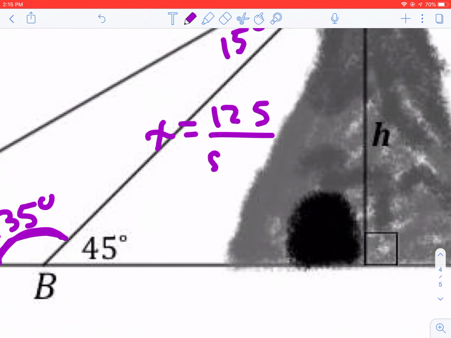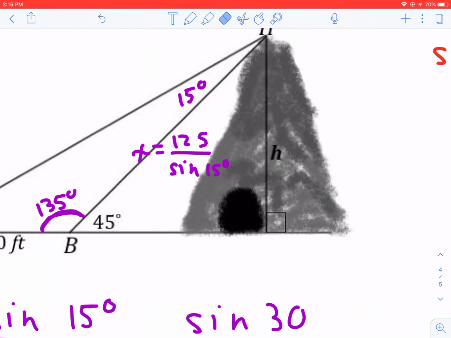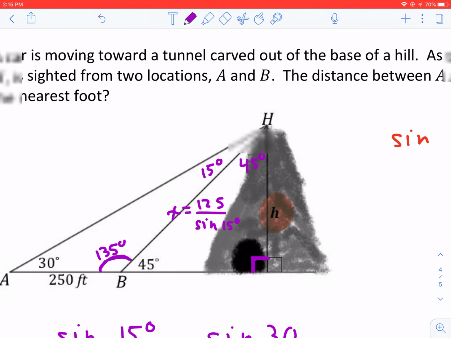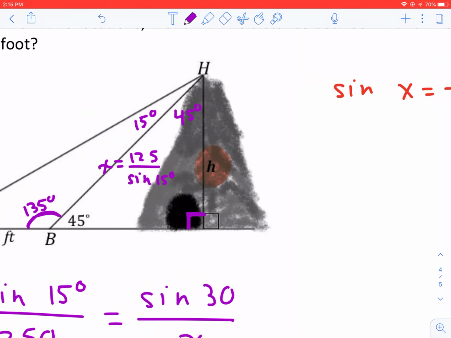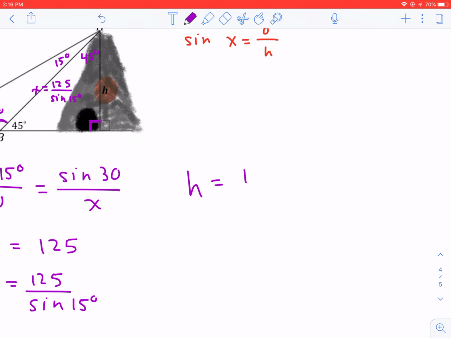Right, and now to solve for h, there's so many ways. This is also a right triangle, so now I could use some trig ratios to solve for h. I also know this is a 45, 45, 90 degree right triangle, so I know the relationship is 1, 1, radical 2. So I can divide my hypotenuse by radical 2 to also solve for h. Right, a special right triangle. So h is equal to 125 over sine of 15 degrees, all of that divided by radical 2.